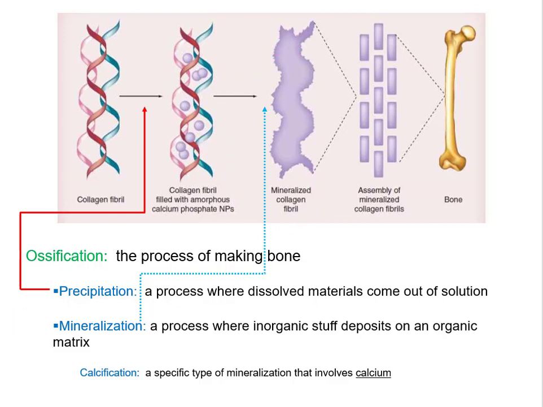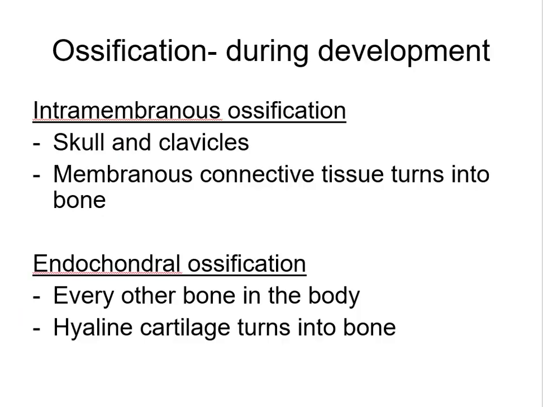Okay? Now, there's two types of ossification that I just want to name out. And so those are intramembranous ossification and endochondral ossification. So I just want to name those. We'll talk about those later.